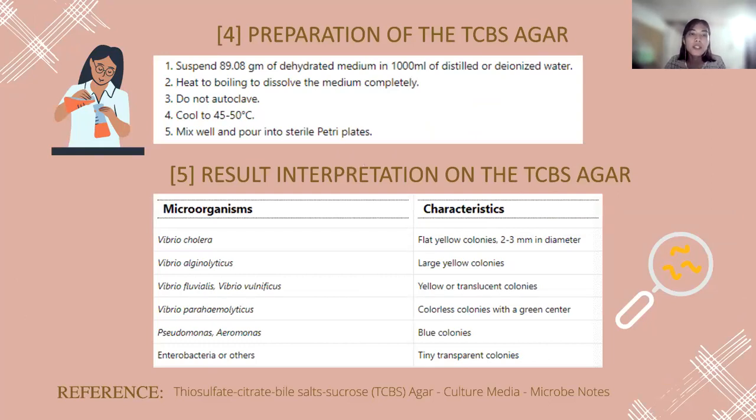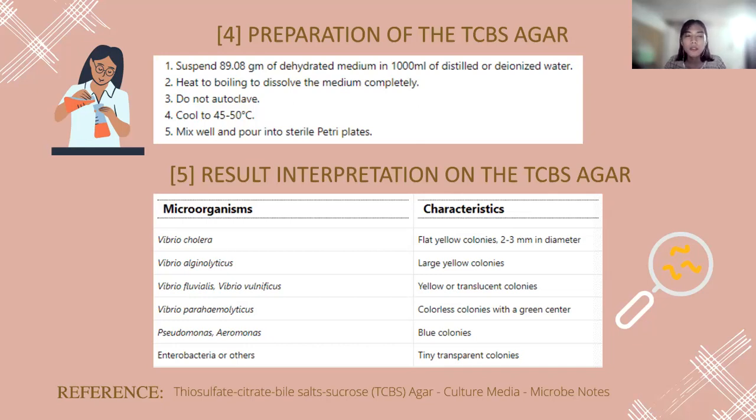Next, we have the Vibrio alginolyticus that's characterized by their large yellow colonies. Vibrio fluvialis and Vibrio vulnificus have yellow or translucent colonies. So here, we can infer that different types of Vibrio species can exhibit different morphological characteristics when examining their colonies. And then we have the Vibrio parahaemolyticus, another one. Their characteristic is that the colonies are colorless with a green center.